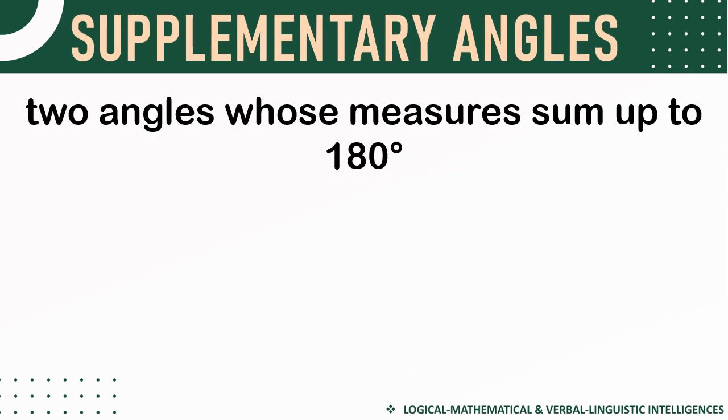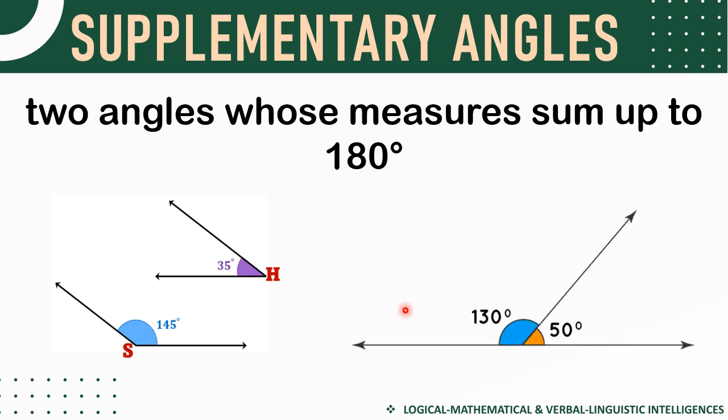Now, moving on to another angle pair, that would be supplementary angles. Two angles whose measures sum up to 180 degrees. For our first example, we have angle S and angle H. So 145 degrees plus 35 degrees, that would be 180 degrees. One more example, we have 130 degrees plus 50 degrees. It would sum up to 180 degrees.